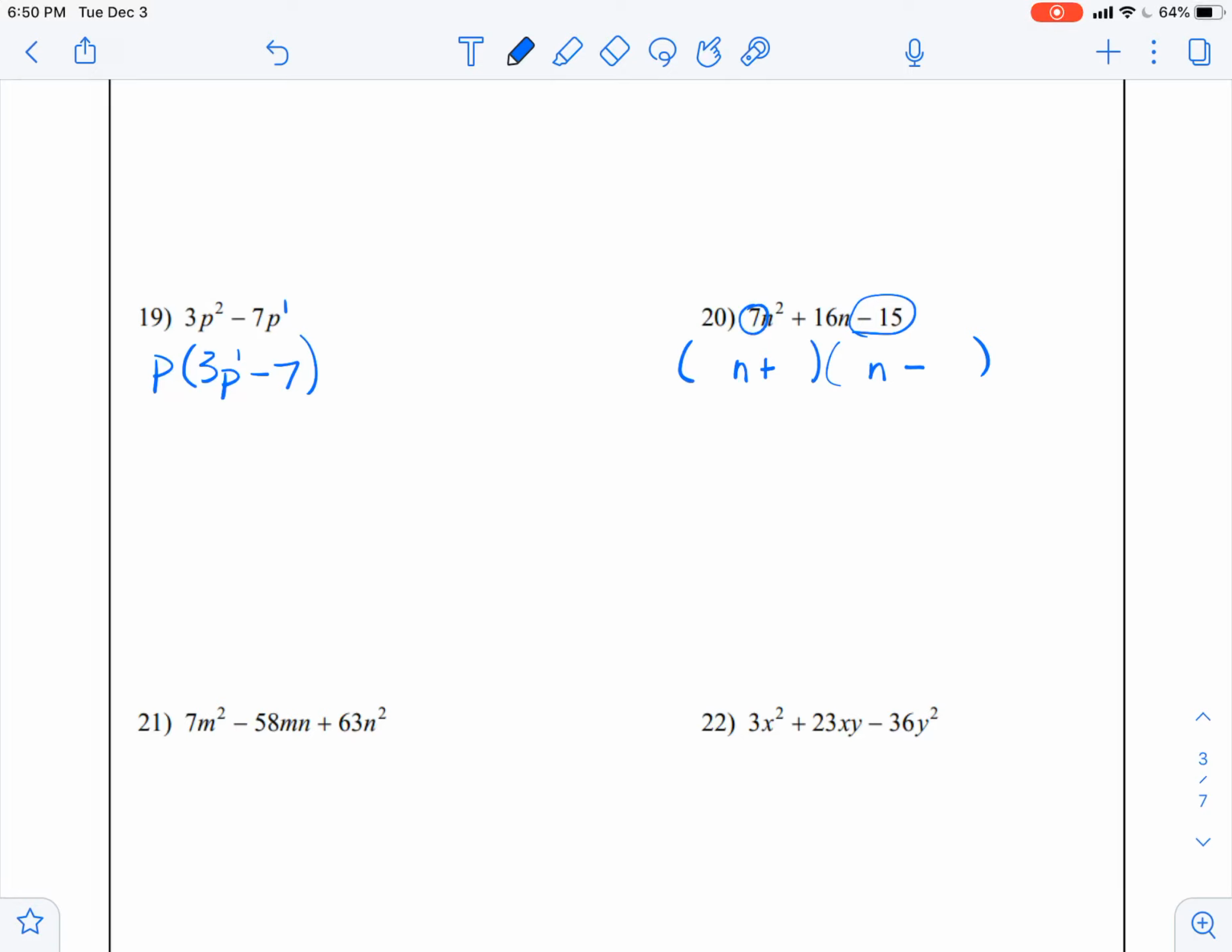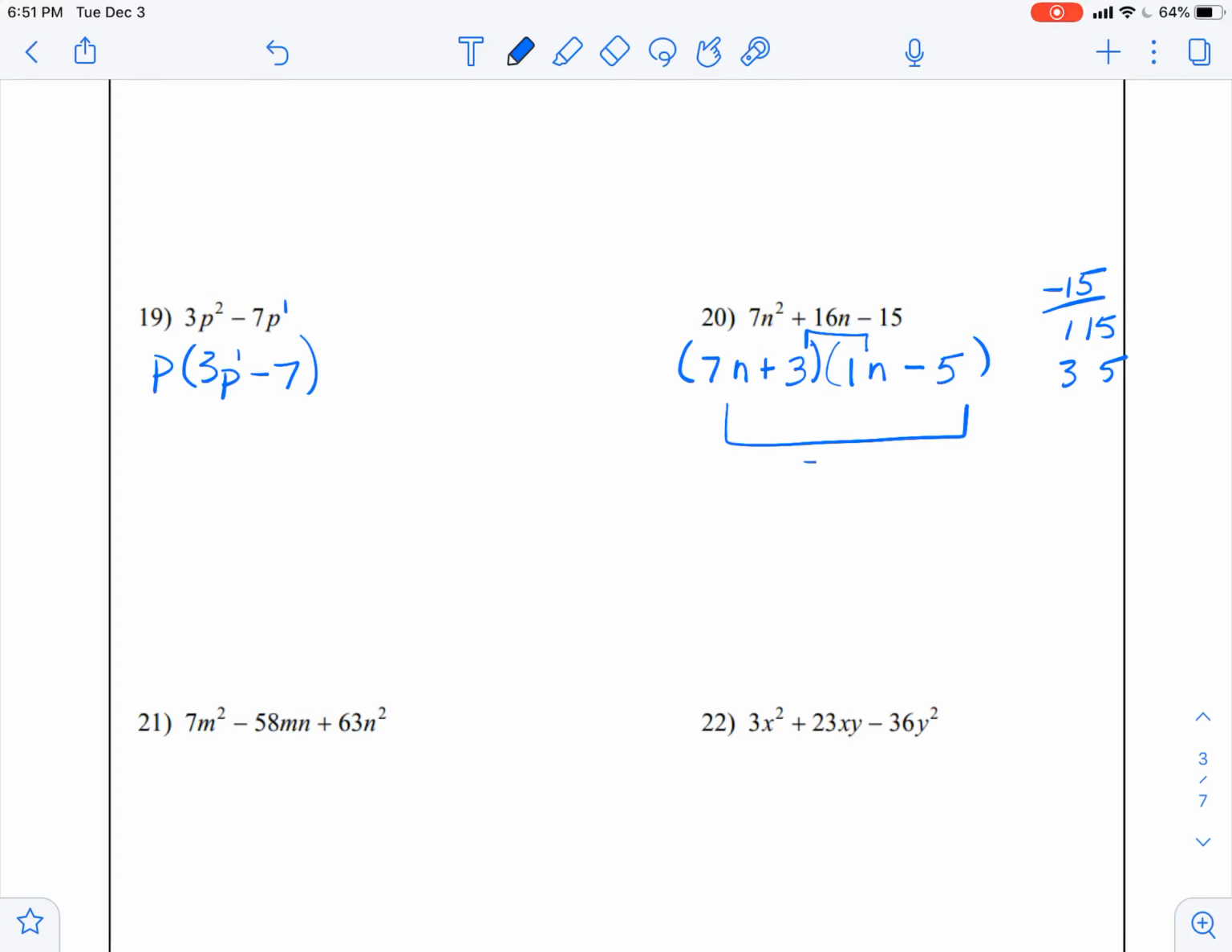7 is prime. So the only way I can get a 7 is a 7 and a 1. Now, in this case, this 15 is not prime, so it actually has options, 1 and 15, 3 and 5. Now, when I do this multiplication and this multiplication, I need it to be 16. And we're subtracting, got one positive, one negative. So, again, what you could do as a trial and error is you could just come over and put your 3 in and your 5 in.